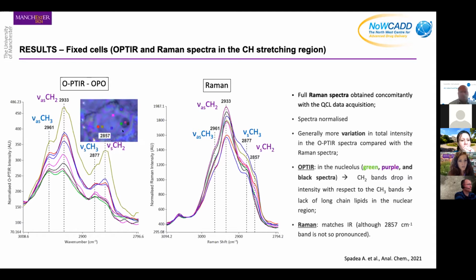But it's also interesting to see that if we select 3 spectra from the nucleolus, you can see how they are different compared to the other spectra. In this case, we have the green, the purple, and the black. As you can see, the CH2 absorbance is much reduced compared to the other ones. This feature was also confirmed by Raman. In fact, there is no peak, although the peak in this case was not so pronounced like in the O-PTIR. This can mean that there is a lack of long-chain lipids in the nucleolus, which makes sense because we are not expecting to find any phospholipids in this region of the cell.